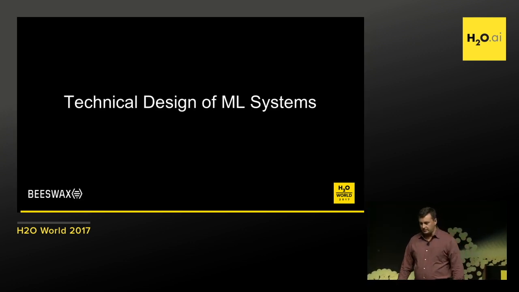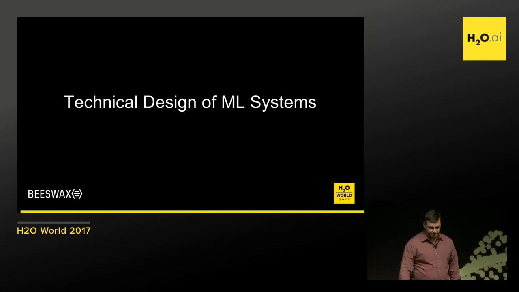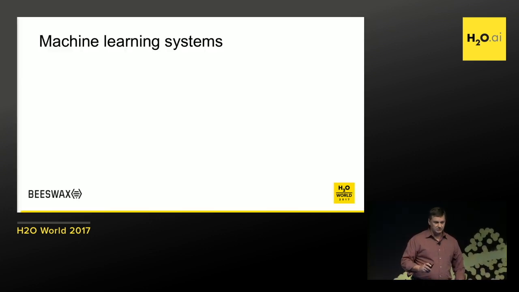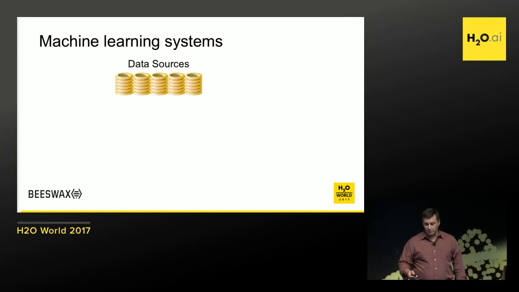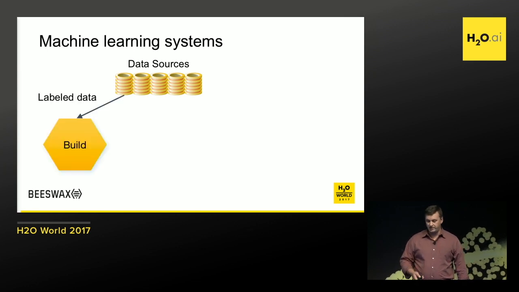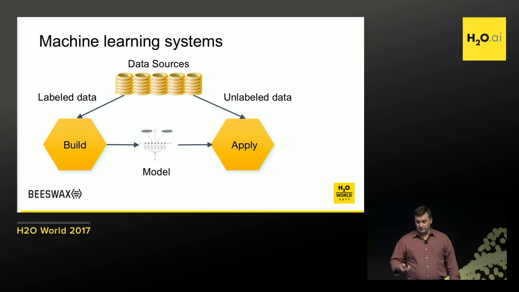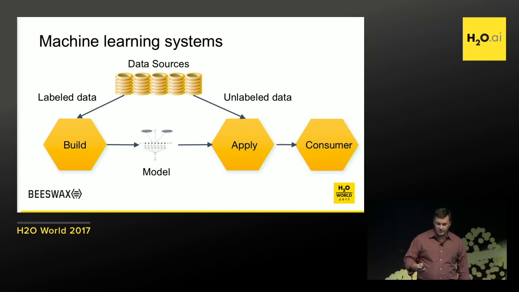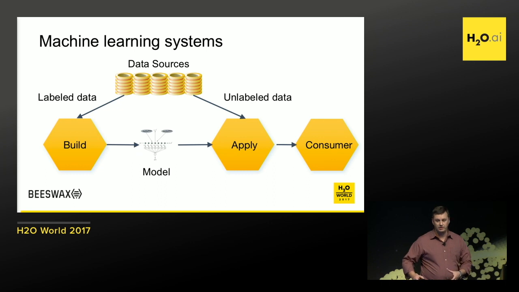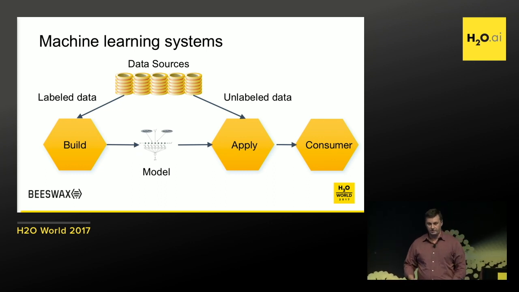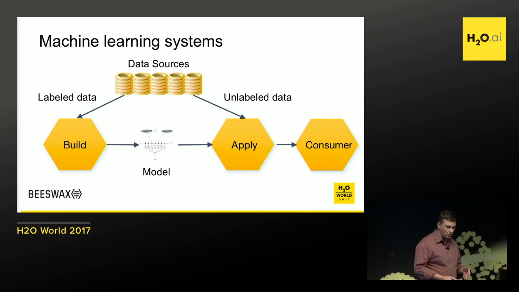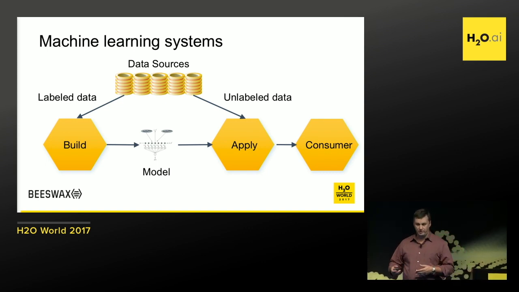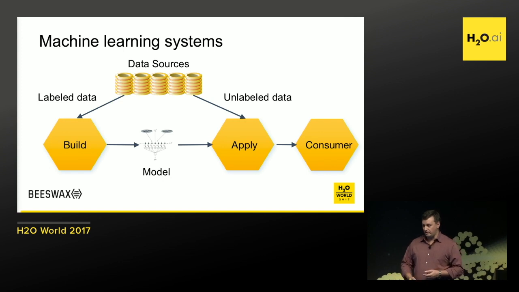All right, so let's move to technical design. Generally, and I'll focus on supervised learning, but it's equally applicable to unsupervised, we have some data sources, we have labeled data, we build a model, and then apply the model to an unlabeled data set. A very important piece here is that there is a consumer. There is something or somebody that uses that prediction. And this consumer may be a person, let's say a city inspector, whose job it is to go into buildings and make sure they're fire safe to prevent loss of life.